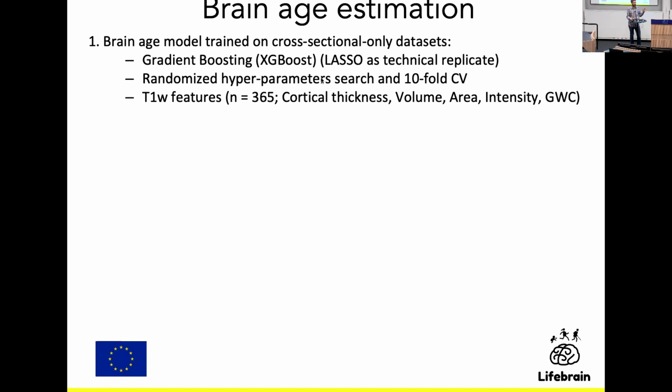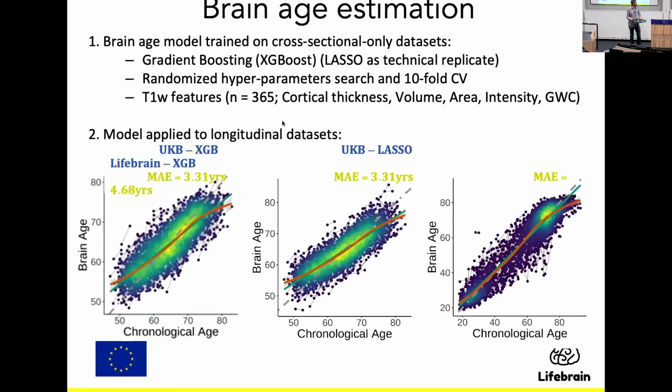We included tenfold cross-validation and randomized hyperparameter search, and we trained it on T1 regional and global T1-weighted features that included cortical thickness, volume, area, gray-white matter contrast, and subcortical volume and intensity. The models were applied to longitudinal datasets, the test datasets, and showed fairly comparable, or reasonable, performance metrics when compared to other studies that use traditional machine learning algorithms.